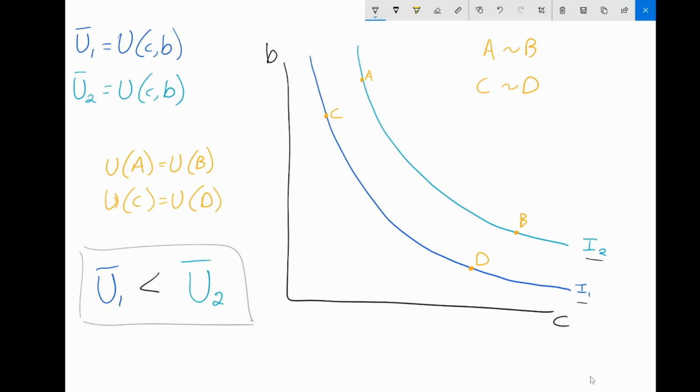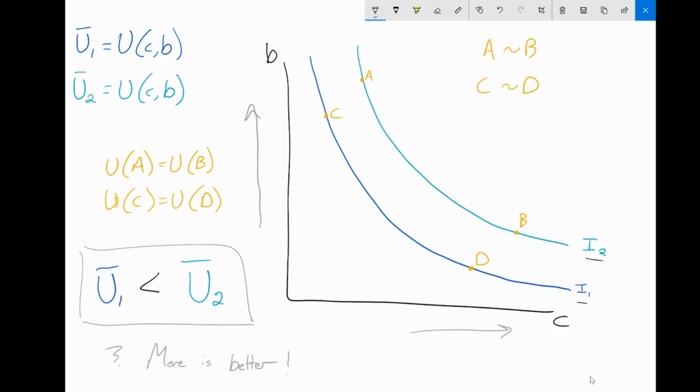How can that be? How do we know? Why is it so clear? Well, it's clear because more is better. Remember our third axiom? More is better. As you go farther out in this graph, you get more coffee and you get more bagels.